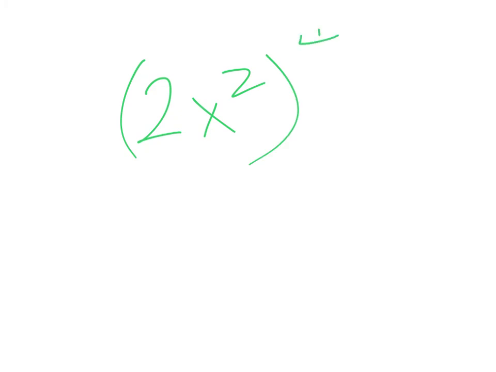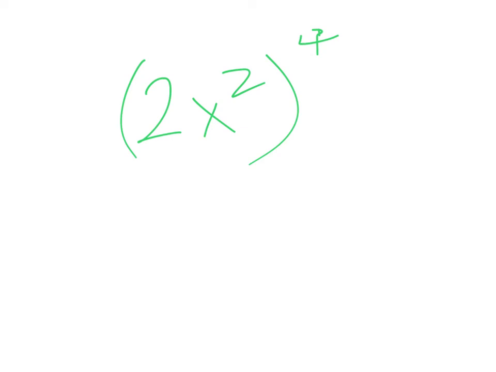All right, here's another example. I have 2x squared raised to the 4th power. Now, here's something that you need to remember. When I take a look at what's inside here, I see that I have the exponent 2. And right here, I don't see any exponent at all. So you might be thinking that there's no exponent there. But that's false.